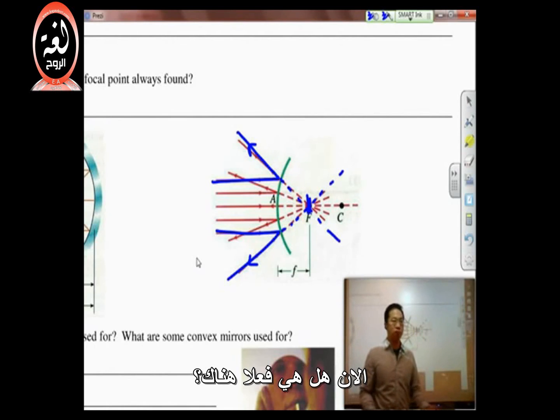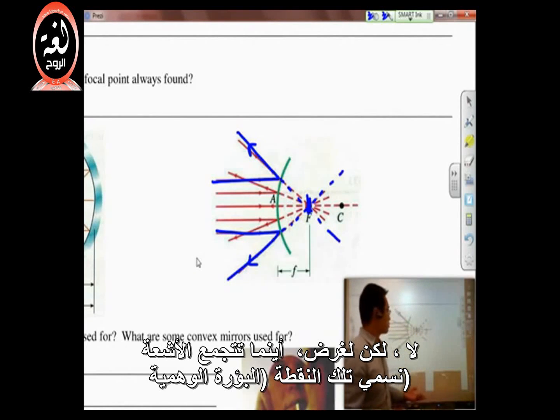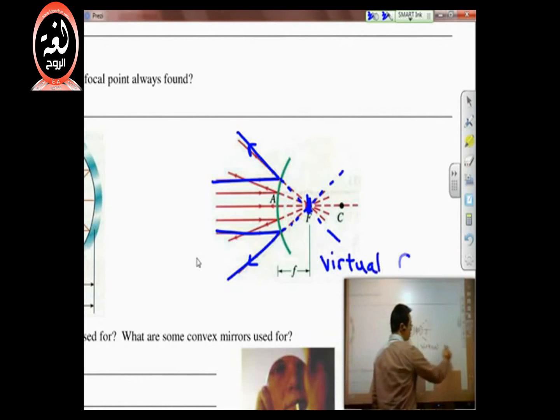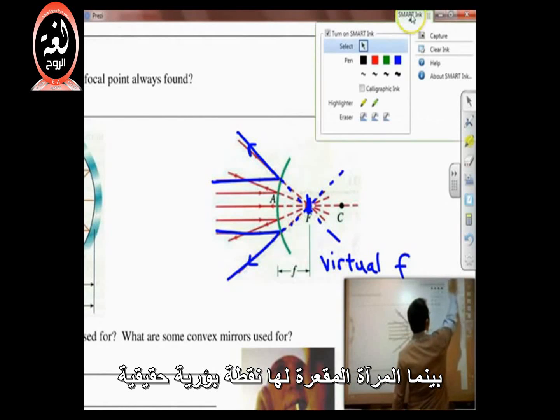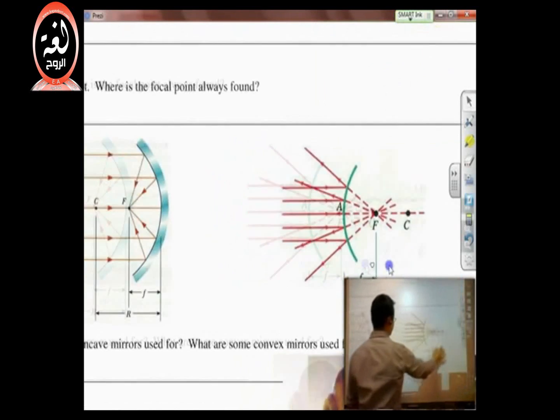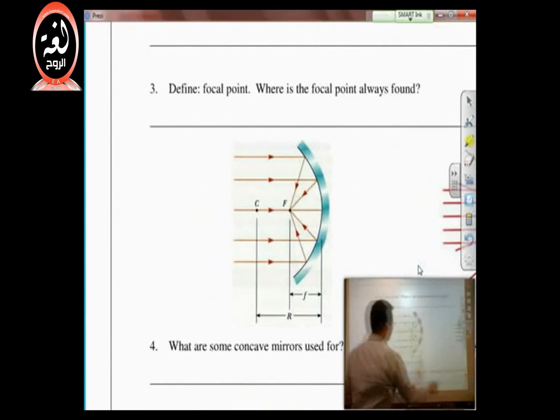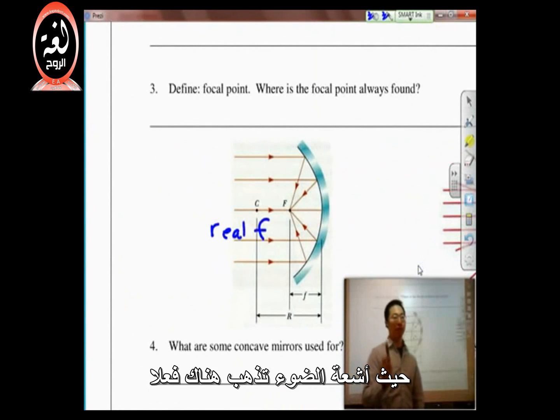Now, is that really there? No. But for our purposes, that is where the rays would converge, so we call this a virtual focal point. Okay? While the concave mirror has a real focal point, because that's where the light rays actually go.